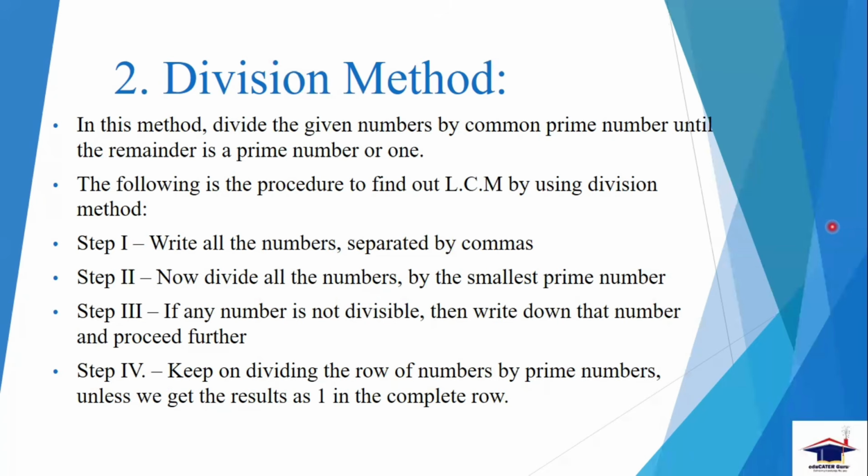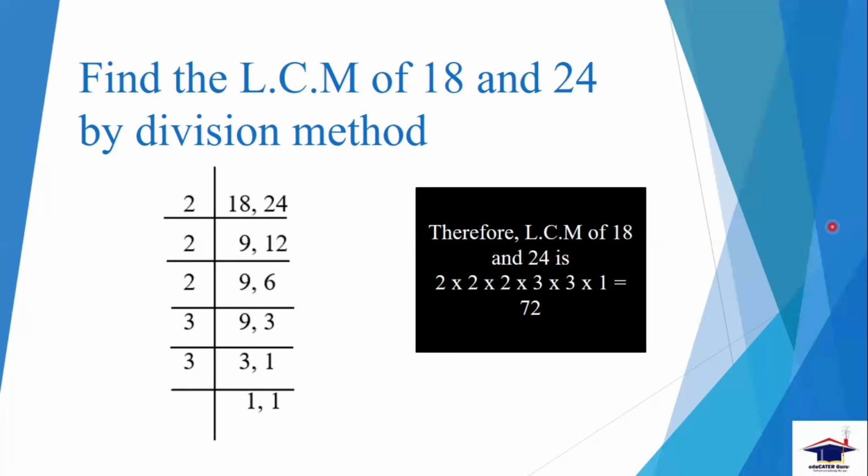Let me take a problem and explain it, which will be very easy for you to understand. Find the LCM of 18 and 24 by division method. As told in the previous slide, we have to write the numbers separated by a comma. So I have separated them by comma: 18, 24. Then the first least prime number that divides both 18 and 24 is 2. 2 9s are 18, 2 12s are 24.